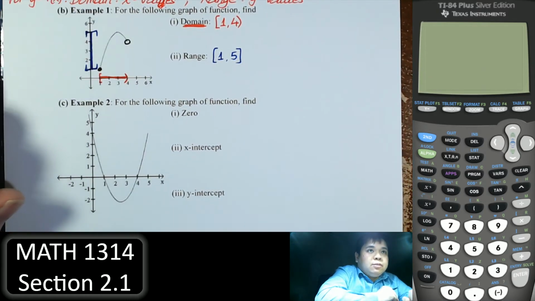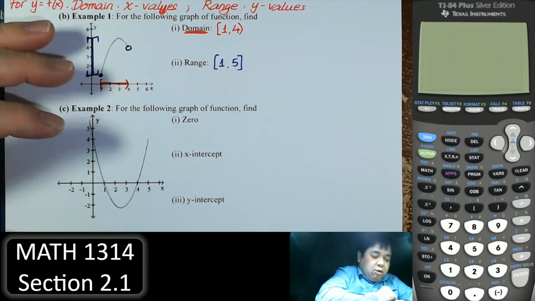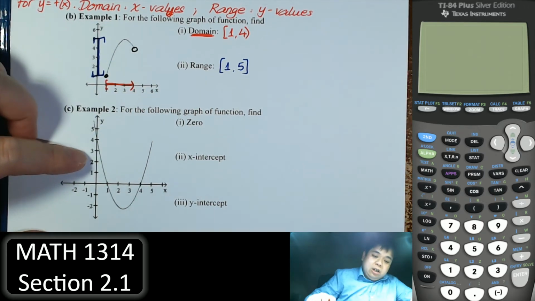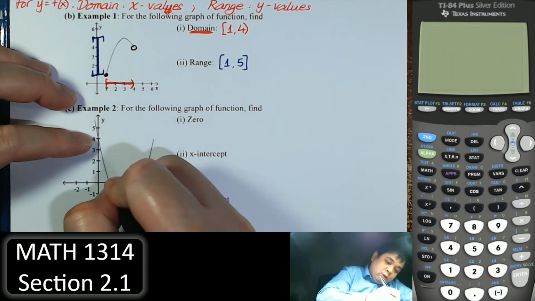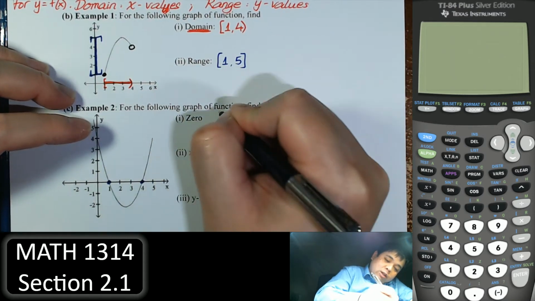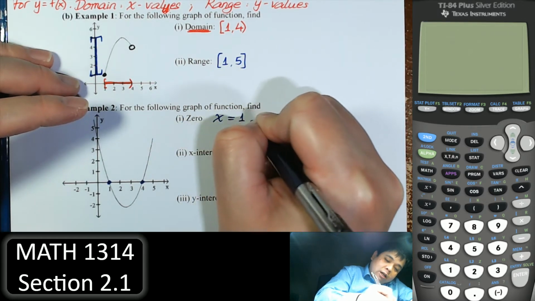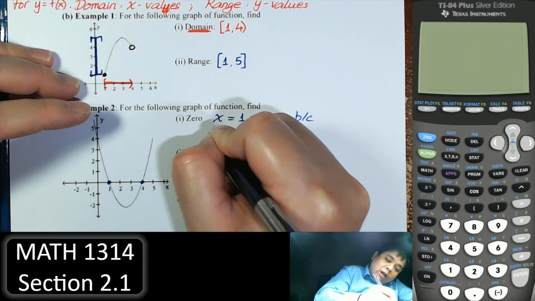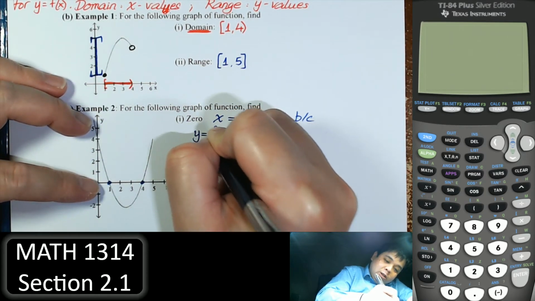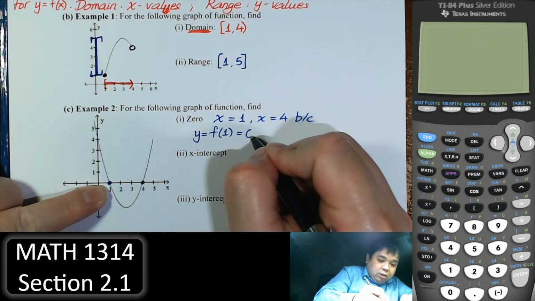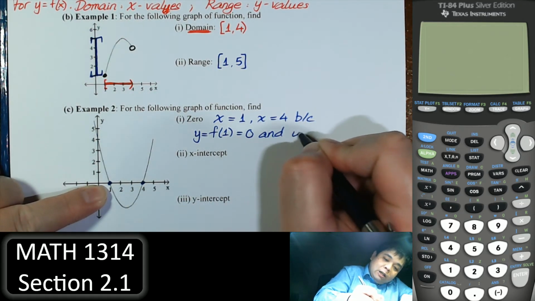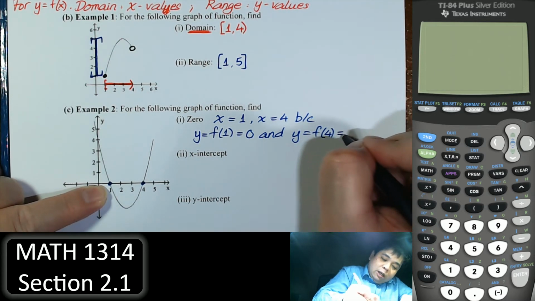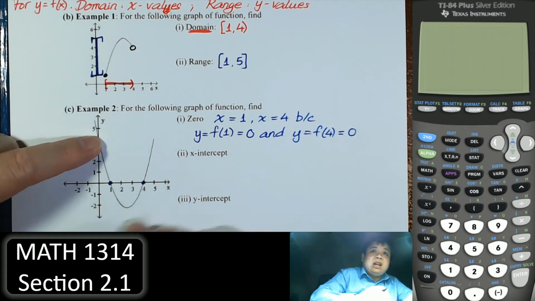Right. Next, actually, different things. We have the graph. Find the following: the zeros. The zero is the intersection with the x-axis. So we have two zeros here. We say x equal to 1 and x equal to 4, because when we put 1 into the function, the y value is equal to 0, and when we put 4 into the function, it is also equal to 0 because it is on the x-axis.